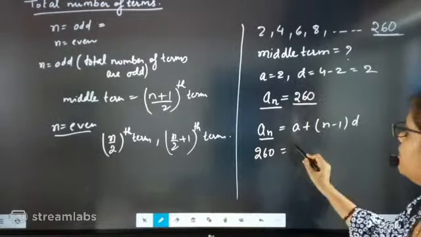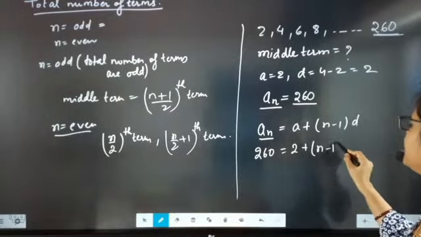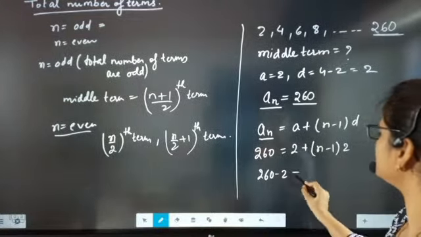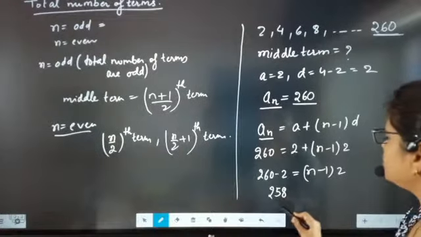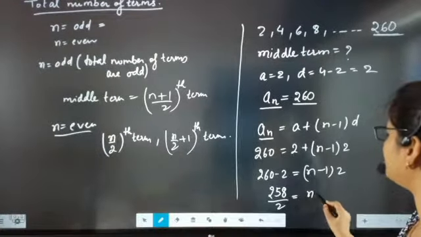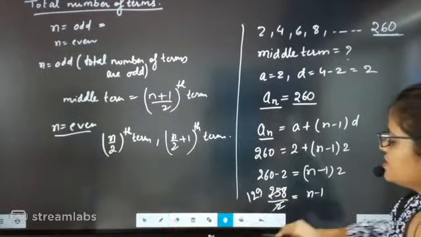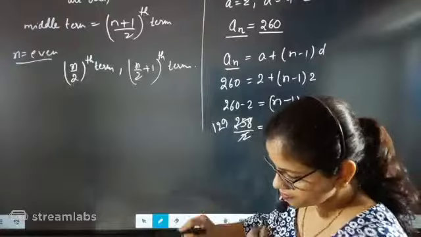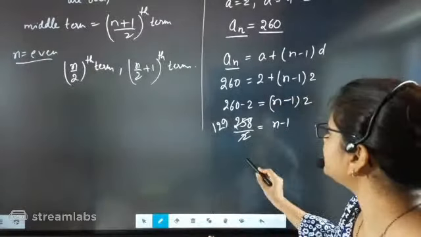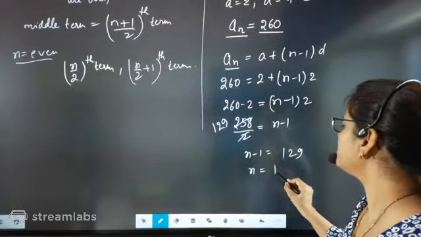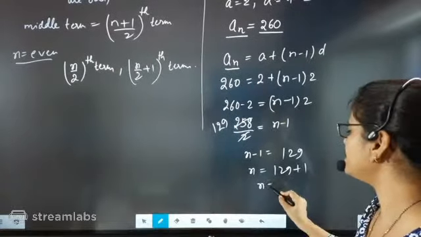Here a is 2, plus n minus 1 into 2. So 260 minus 2 is equal to n minus 1 into 2. That means 258. Now, beta, the 2 will shift down, and it is n minus 1. So 2 1s are 2, 2 2s are 4, 2 9s are 18. So n is coming what, beta? Just listen to me one time, you will 100% be able to do it. Then 129 plus 1, so it is 130.